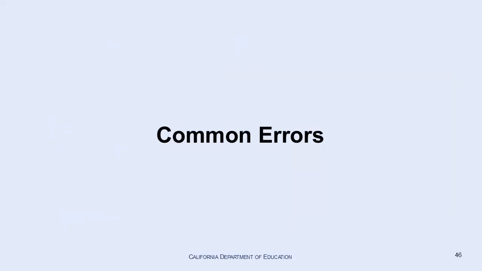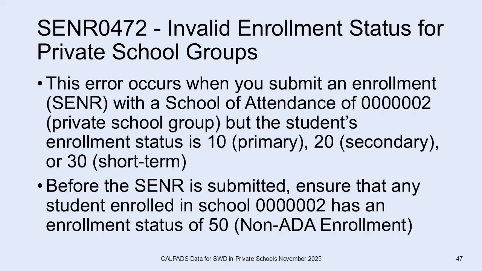All right, real quickly, we're going to go over some common errors for private school students, and these haven't really changed significantly. SENR 0472 is invalid enrollment status for private school groups. It occurs when you have a school of attendance of 002, but you're trying to use an enrollment status of primary or secondary or short term. Remember, always use enrollment status 50 for private school enrollments.